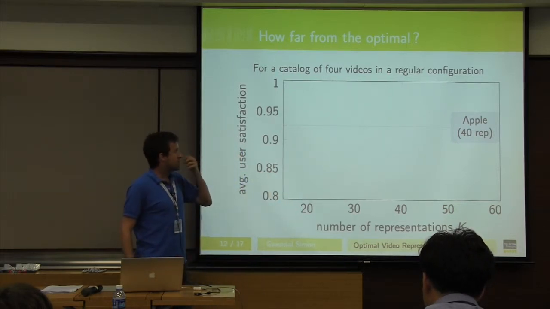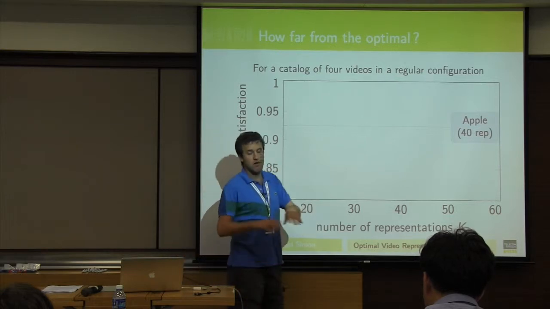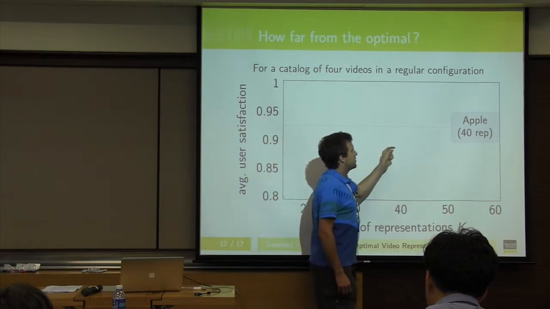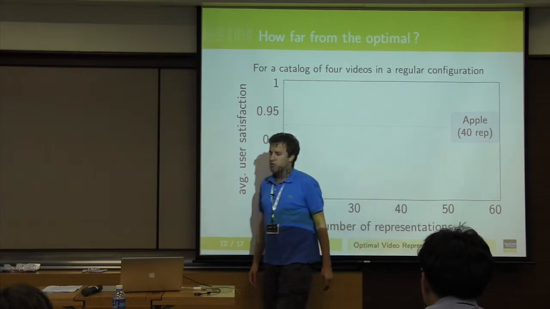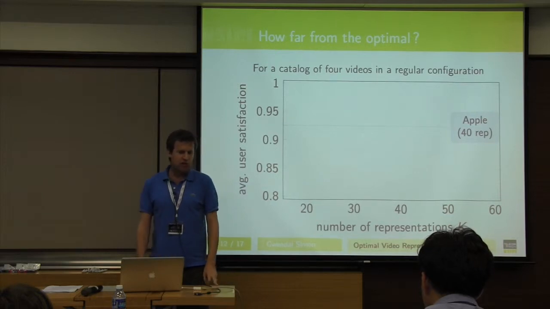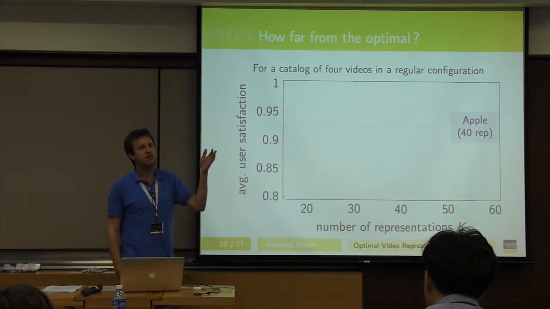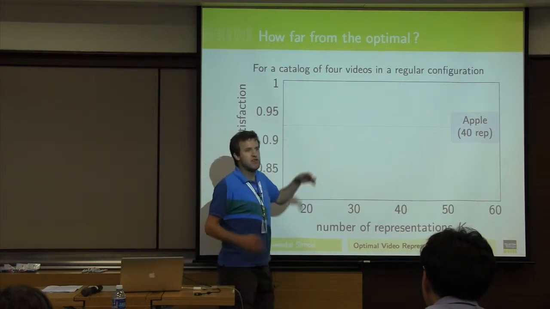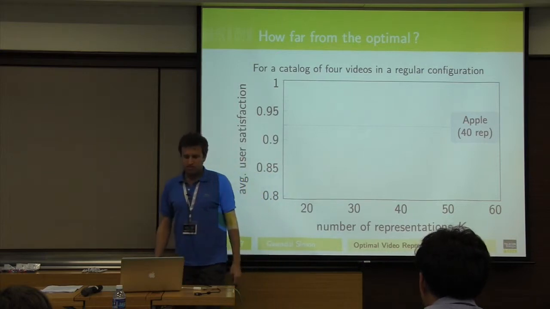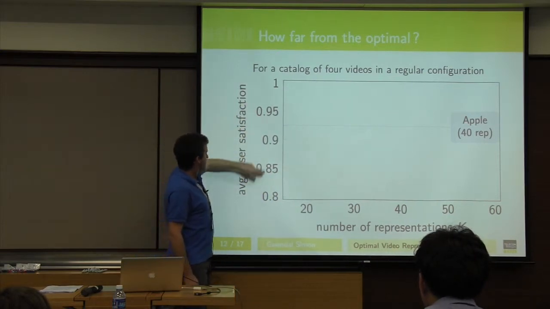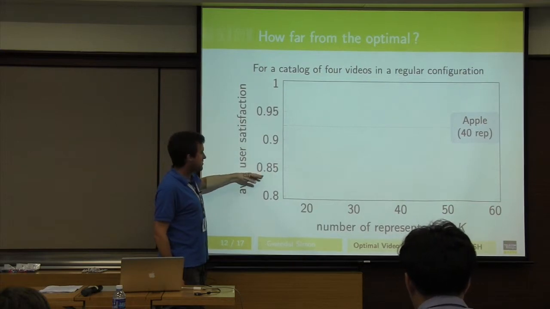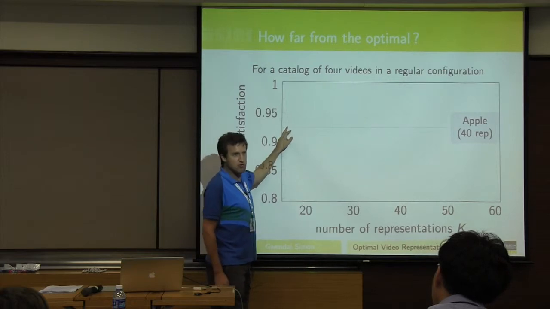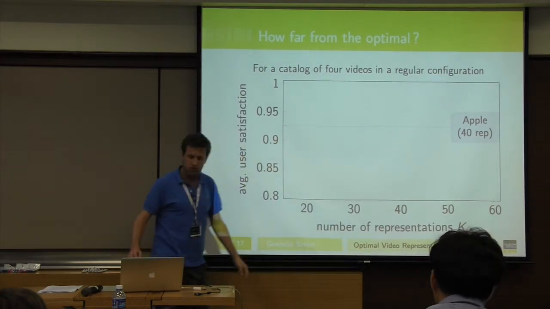So I just show one slide with the results. There are many other figures in the paper. We just compare with Apple. So we had 4 videos. Apple says that you need 10 representations per video. So with Apple, we have 40 representations that are produced. And we have here the quality, the average user satisfaction. So with Apple, you have something which is okay, which is 0.92. So it's something which is not bad.